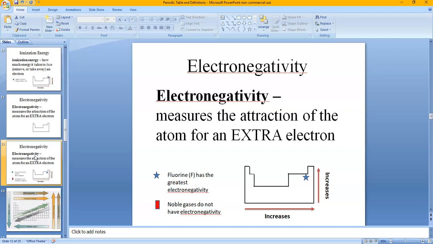And since electronegativity and ionization energy both deal with the electron to nucleus ratio or distance, they have the same trend. So as you go up and to the right, you're going to have a greater electronegativity. Fluorine has the greatest electronegativity because the noble gases do not have electronegativity. They have a perfect outer shell, so they will not pull in electrons or form ions. Therefore, noble gases do not have electronegativity.